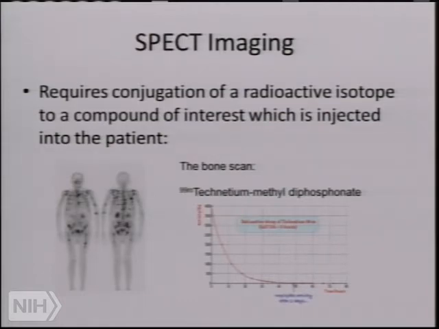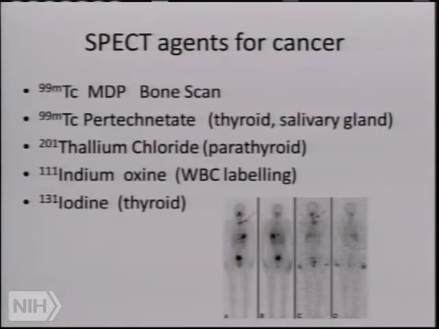Now, you don't have all day. Well, you do have maybe all day, but you don't have 2 days to do this scan because technetium has a half-life of 6 hours. Every 6 hours, the activity is cut in half. And so you get an attenuation curve of signal that looks like that. So by 24 hours, there's virtually no signal left coming from the technetium methyl diphosphonate.